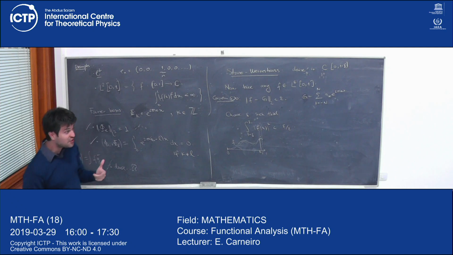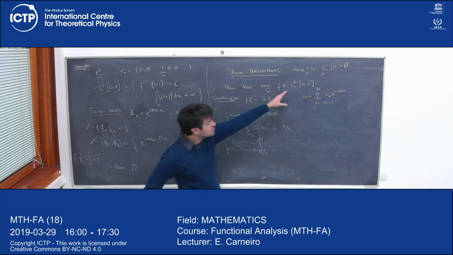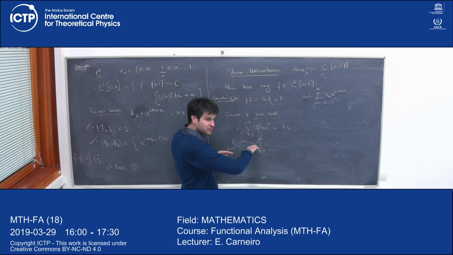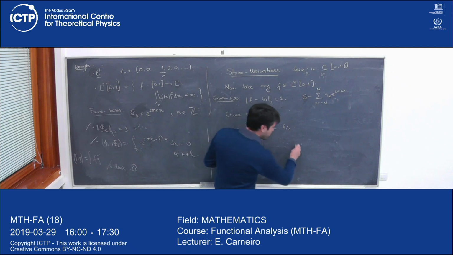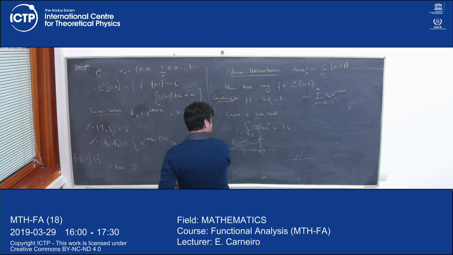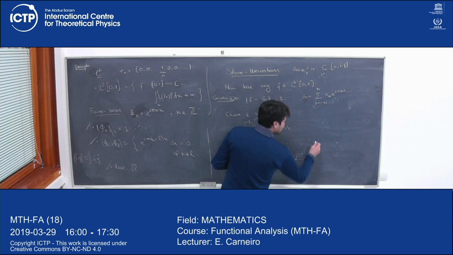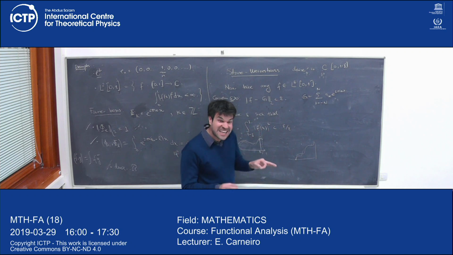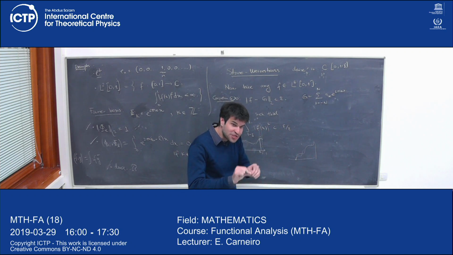So perhaps we should try to, given any f in L2, which may not have the same value at the endpoints, I'm not just talking about pointwise value, but the function may have some value here and some here. Can we approximate this function in the L2 norm by a continuous function that has the same values at the endpoints? This is perhaps what we should do.